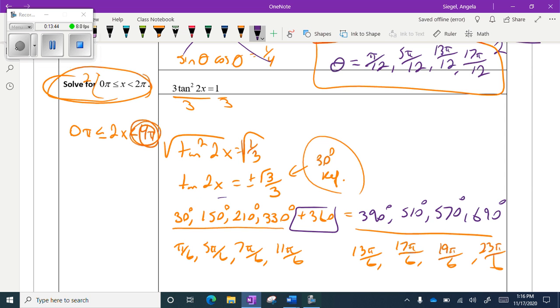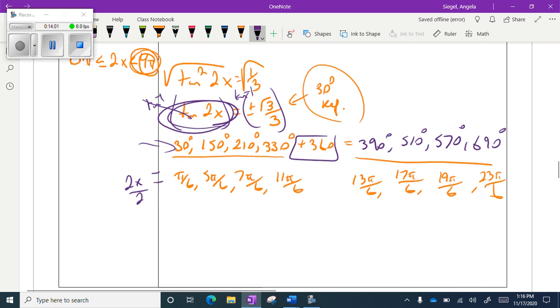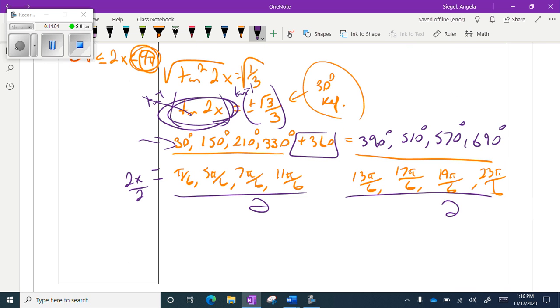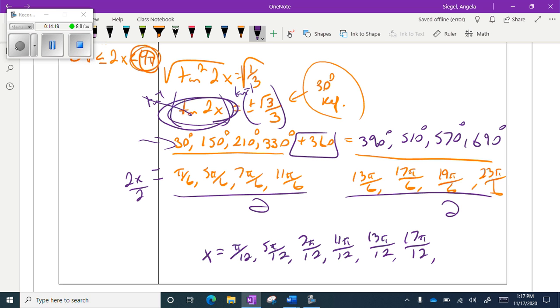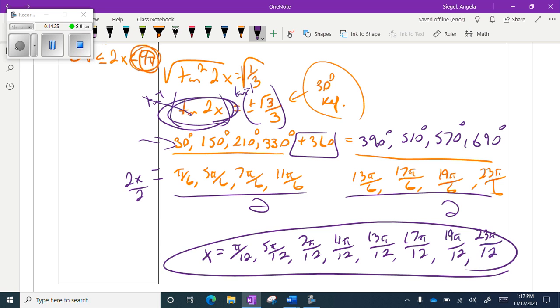Okay, so don't forget, I'm going to draw your attention right here. This is equal to 2x. What we did, I didn't show my work here, we found the tangent inverse of that to get these angle measures. So we're left with 2x. In order to get x by itself, I'm going to divide all these by 2. So my final answer for x is pi over 12, 5 pi over 12, 7 pi over 12, 11 pi over 12, 13 pi over 12, 17 pi over 12, 19 pi over 12, and 23 pi over 12. All of these are our answers.